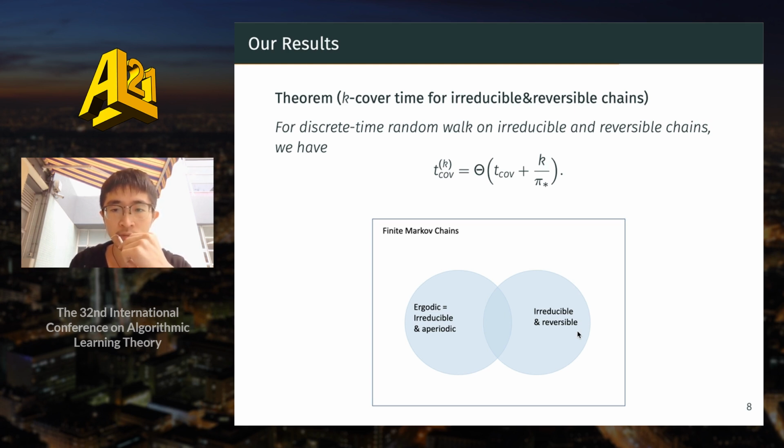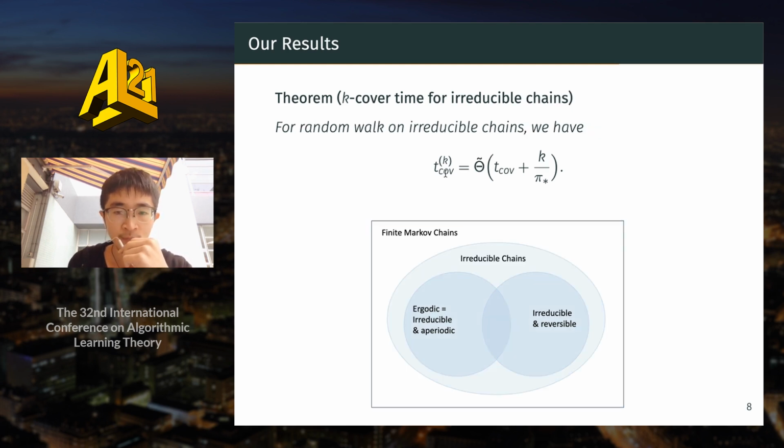For irreducible and reversible chains, we can also bound the kcover time as the cover time plus k over the minimum stationary distribution. And this bound is tight up to constant factors. Also, for general irreducible chains, we can derive an upper bound and a lower bound on kcover time up to logarithmic factors. It is essentially the same as the previous one, just cover time plus k over the minimum stationary distribution.